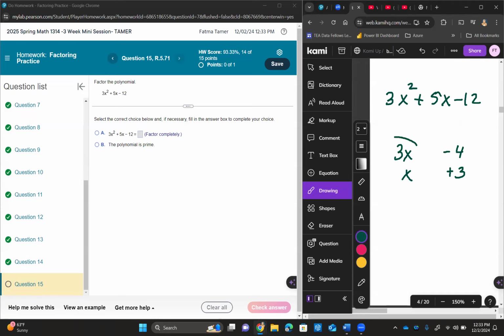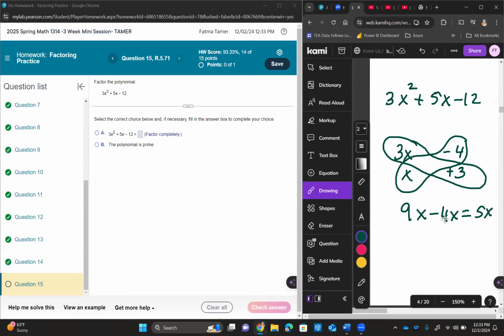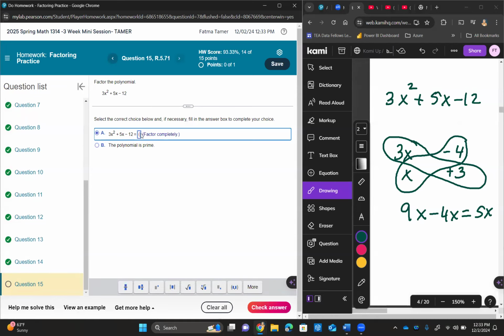But let's check now. These two, when I combine them, it's a positive 9x. These two, when I combine them, it's a negative 4x. And the final result is positive 5x in the middle. So one factor I need is 3x minus 4. And then the other factor I need is x plus 3.